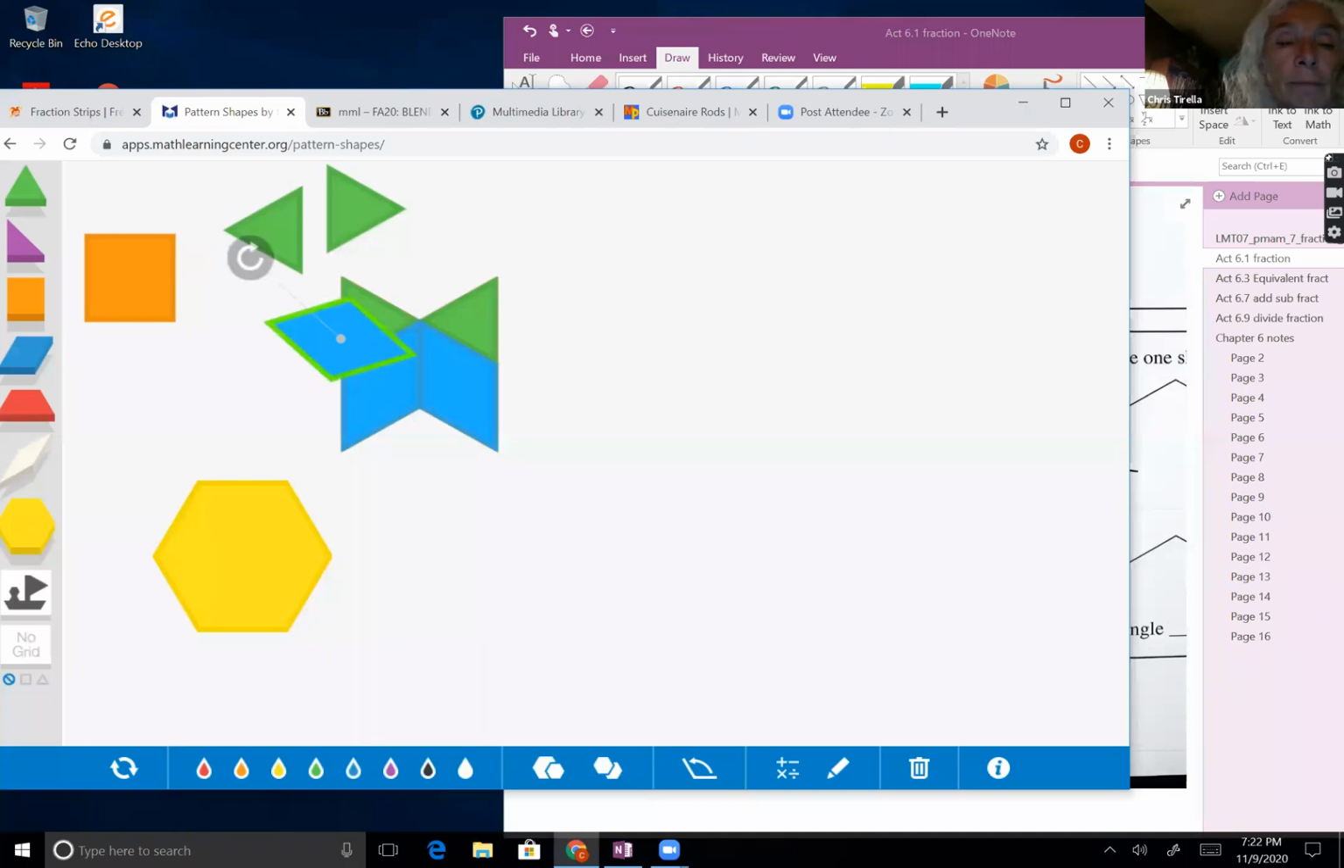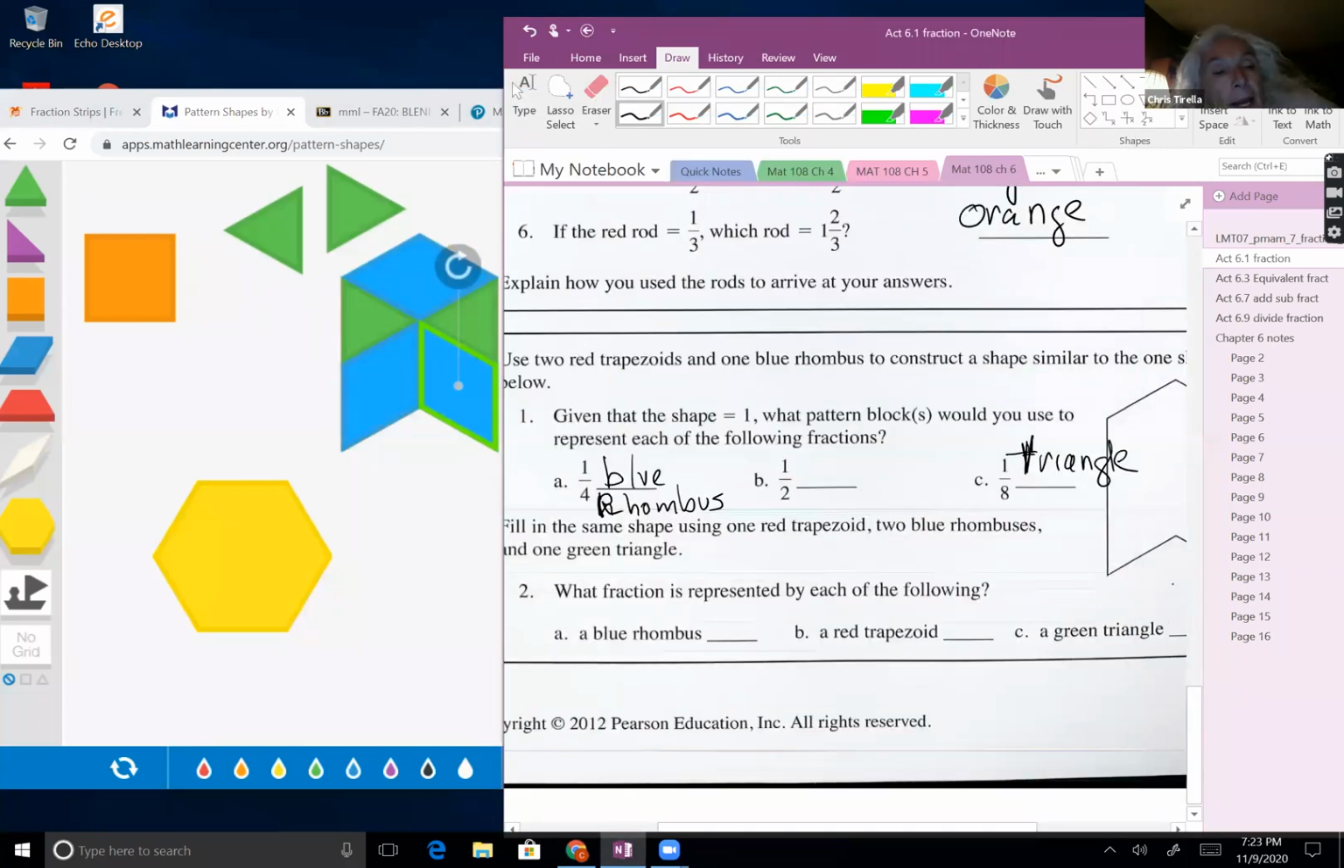And so then let me put this back so I have the whole original thing. So what would be a half of that? Two blue rhombuses. So, yep, we could have 2 blue rhombuses. Can anybody think of something else that would be a half? Four triangles. Beautiful, 4 triangles.